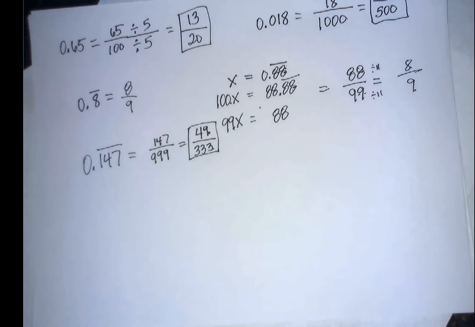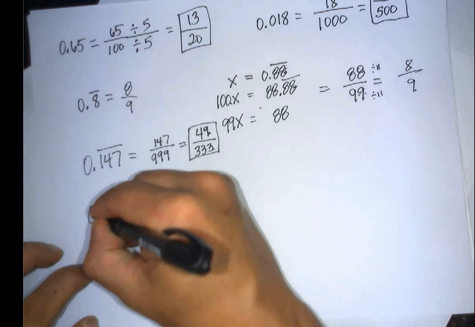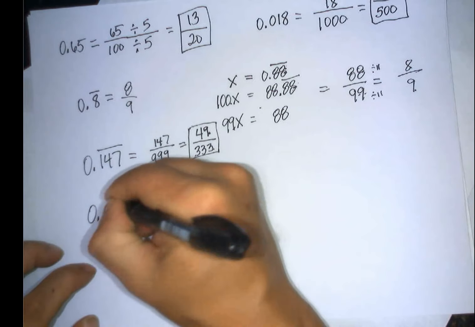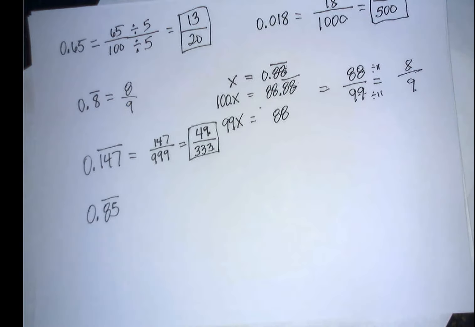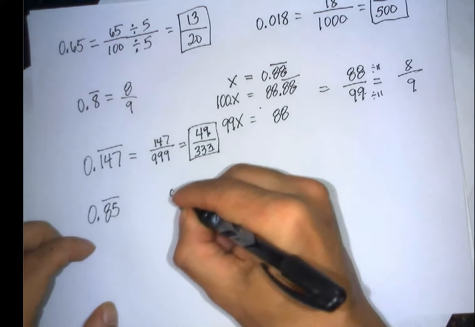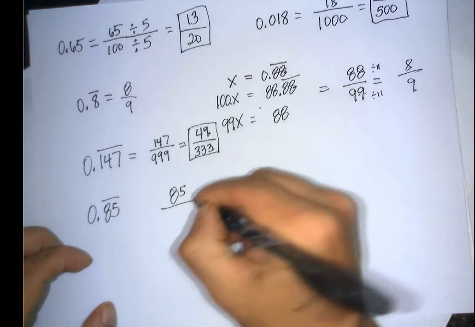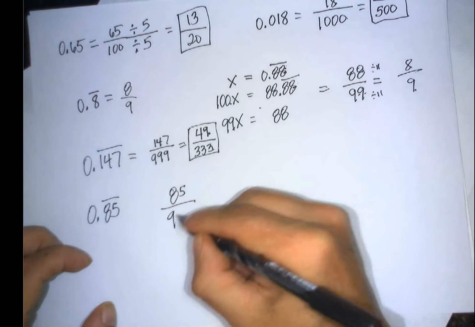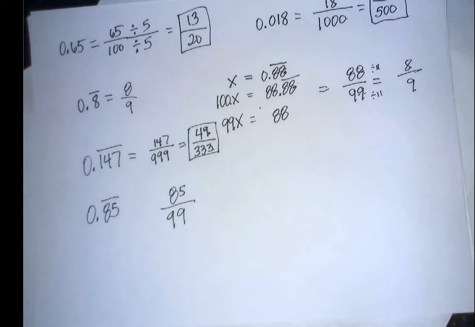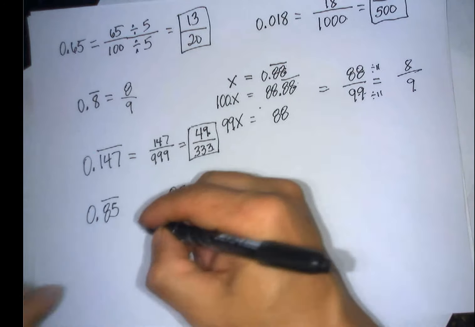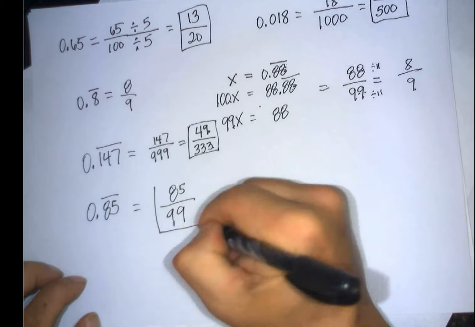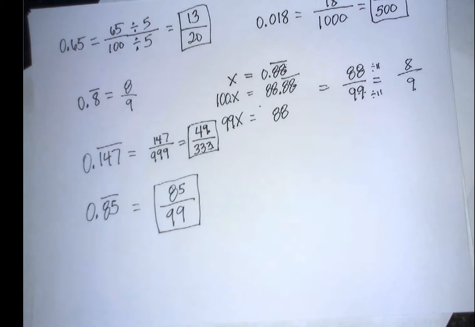Let's try one more just so we can get the hang. How about 0.85 with a bar over it? This is 85. 85 is 17 times 5. And 99 is 9 times 11, or 3 times 3 times 11. So we can't reduce this. So 0.85 with a bar over it is that.